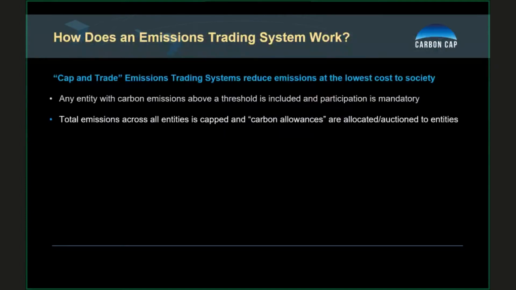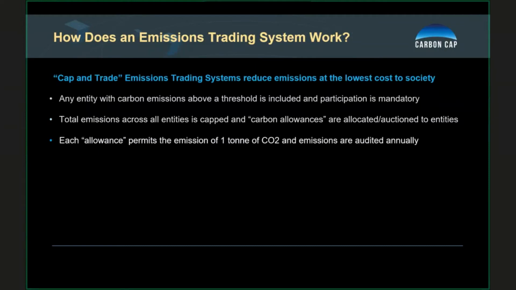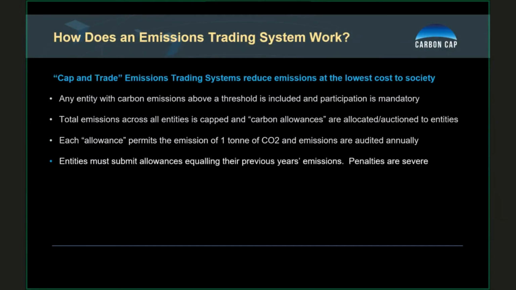And the allowances are auctioned on a daily basis in Europe, or if you have a vulnerable business, you are freely allocated, but the amount you're allocated every year drops by that 2%. Each allowance, whether you buy it at auction or you're allocated it, allows you to emit 1 ton of CO2, and every year you're audited, and you must submit permits at the end of the year that match your emissions.